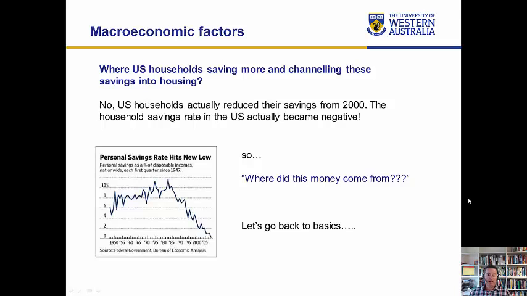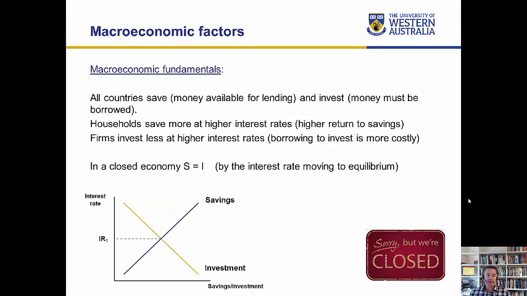Previously we got up to this slide and we were asking the question, where did the money come from to inflate housing prices in the United States, which eventually led to housing prices collapsing, and then that led to financial markets getting into trouble. So let's go back to basics and look at some macroeconomic fundamentals, and what I've got here is a simple model of interest rate determination, but it is for a closed economy.